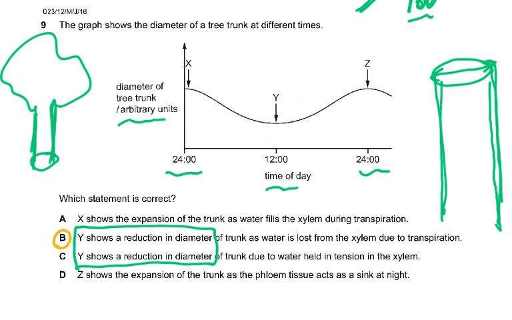But the answer to that, why that is decreasing or increasing, is wrong. So that is why the answer to this was the B part of the question. The B part of the answer was correct. Y shows a reduction in diameter as water is lost from the xylem due to transpiration. As time of the day, stomata open, increasing light intensity, more the rate of transpiration.